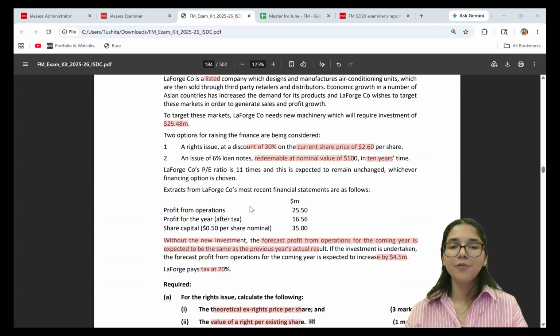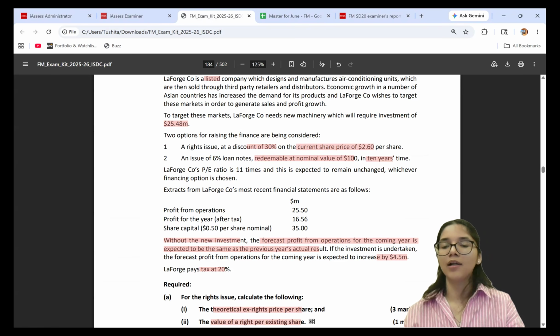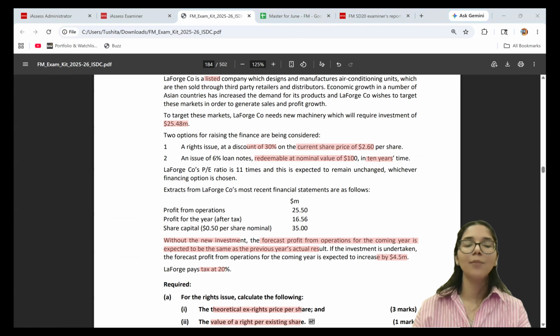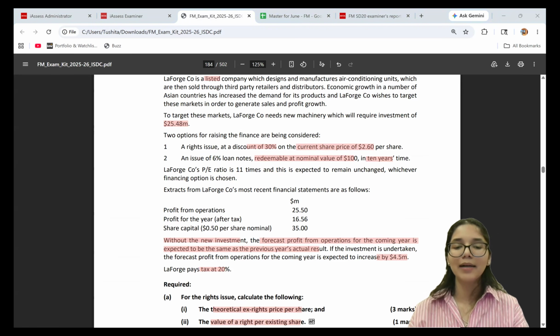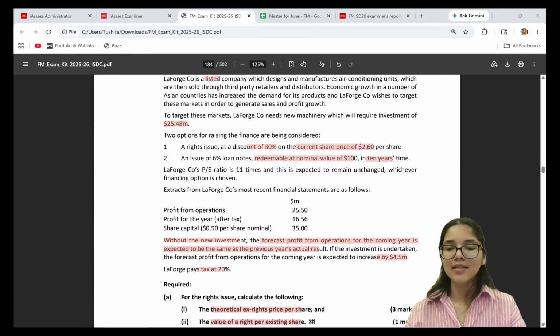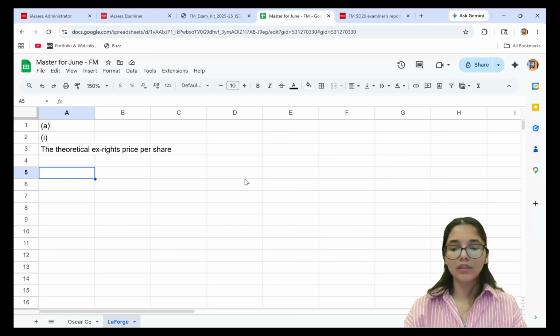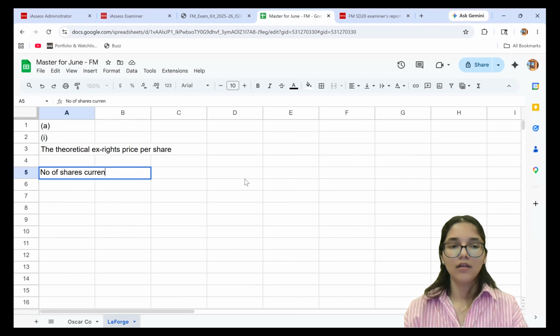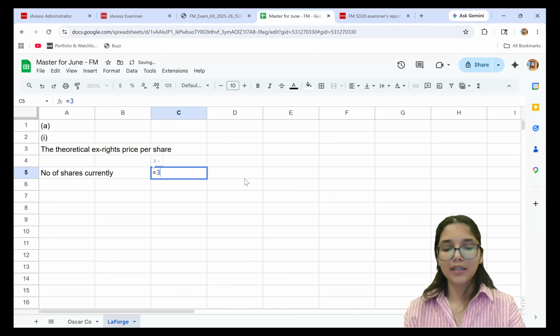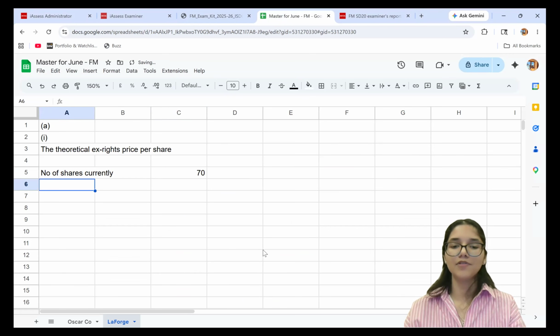Right now, if you see, the company has $35 million of share capital. Can you tell me how many shares we have right now in the company? 35 million is the total value. What is the number of shares that we have right now? 35 divided by 0.5, that is 70. So number of shares currently is 70 million. Now, what is my next step?